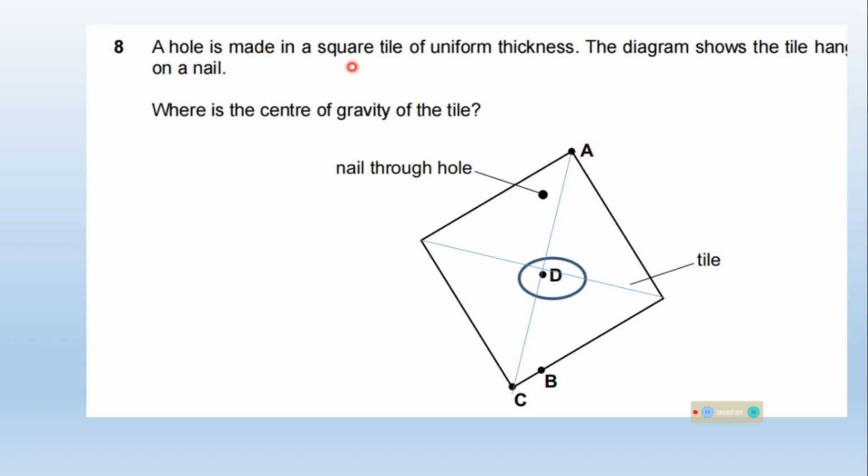A hole is made in a square tile of uniform thickness. The diagram shows the tile hung on a nail. Where is the center of gravity of the tile? So we know that for a geometrically shaped object, the center of gravity lies at the center of the shape. So A, B, C, D, 4 points have been given. Option D is the right answer because D shows the center.